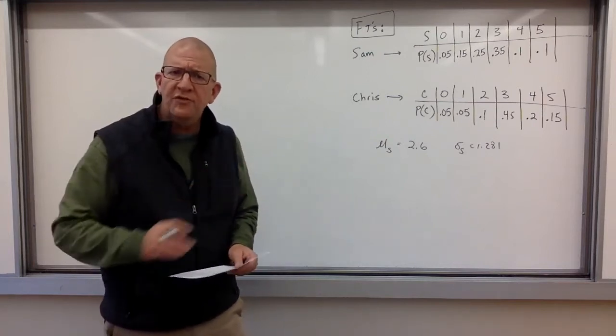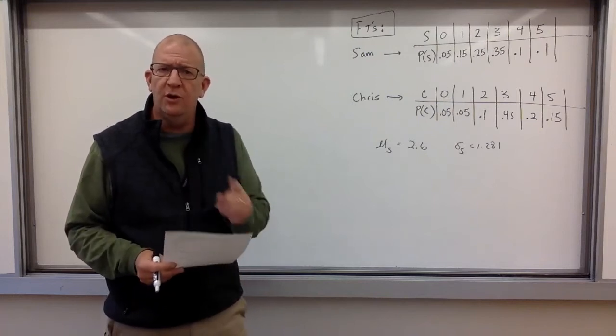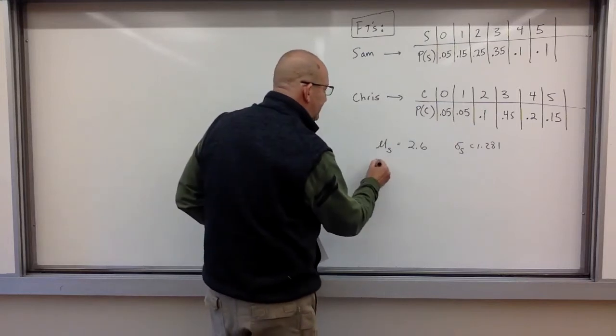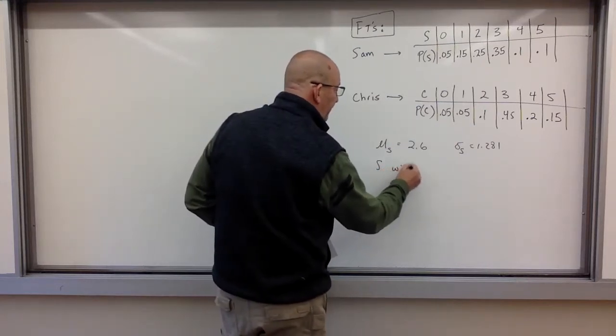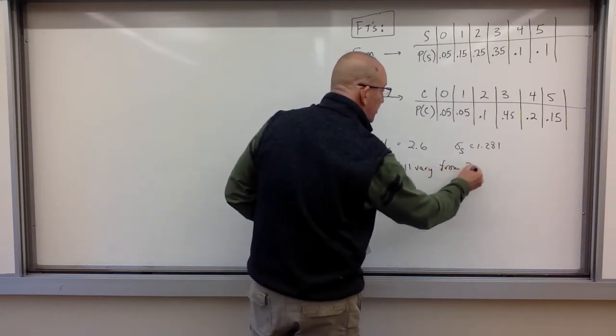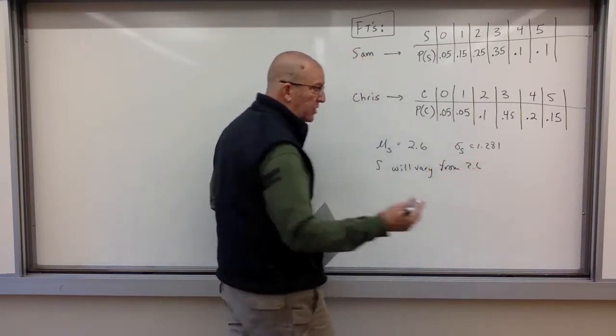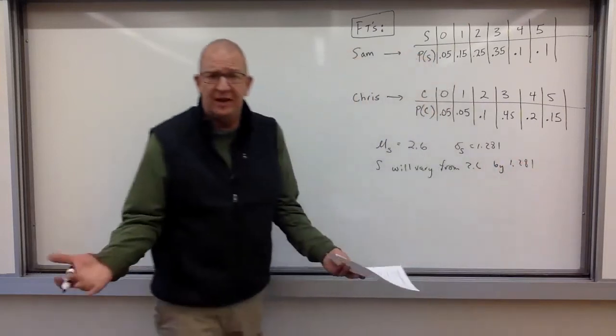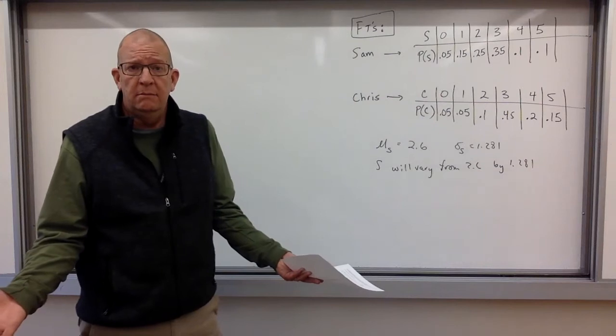Do you remember those standard deviation meanings? I think you do. Okay? So in other words, S will vary from 2.6 on average by 1.281. That's what standard deviation and mean mean.